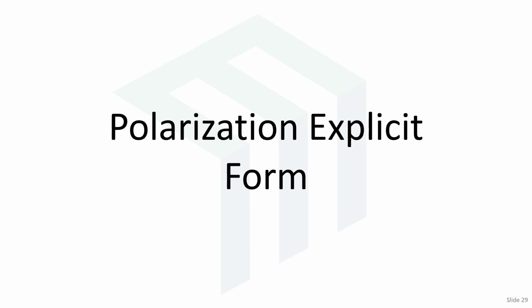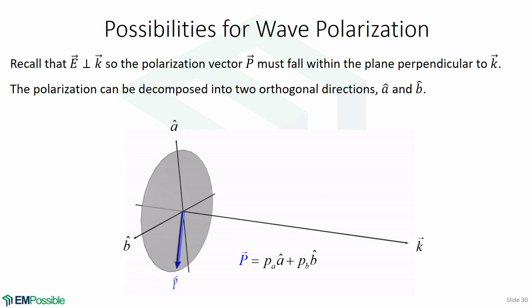Now we're going to dive into the math and talk about what I call the polarization explicit form. So we know that the electric field is perpendicular to the direction of the wave. That means that our polarization vector can be in any direction perpendicular to K. And that's what I'm showing here. This circular plane here is where our polarization vector should exist.